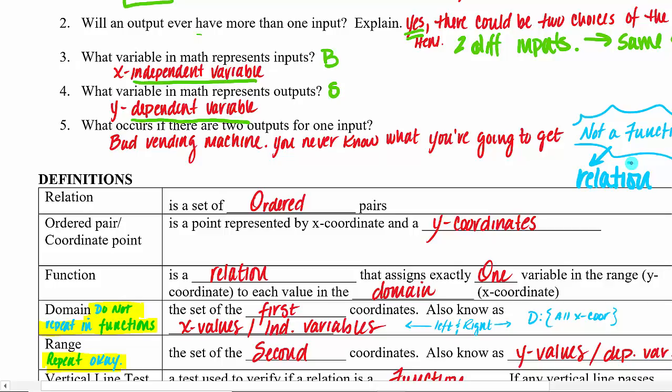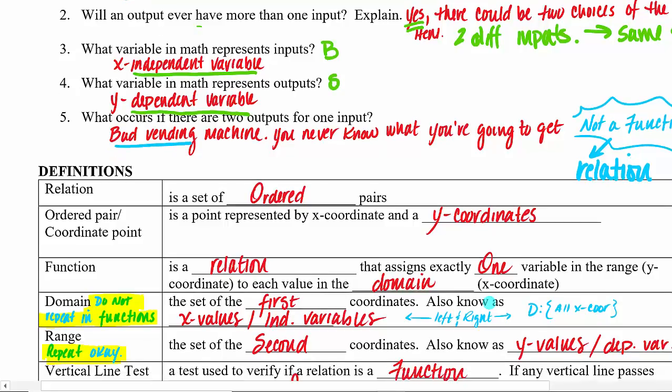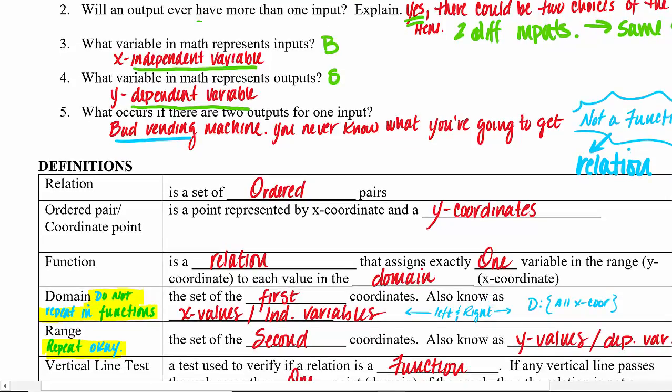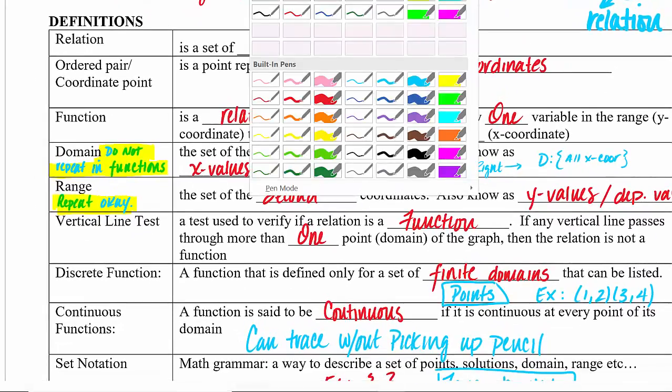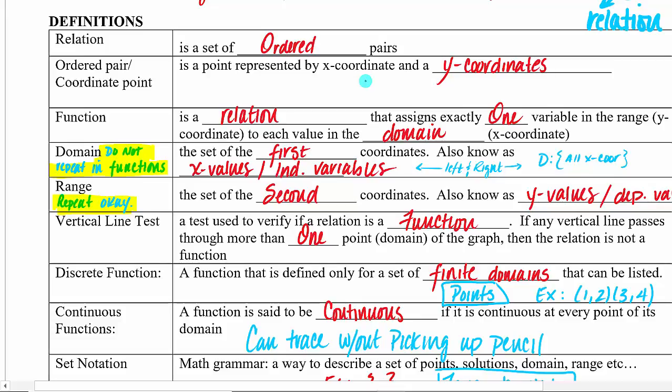Okay, so if I put something in and I don't get what I expect, I get that bad vending machine. That's going to mean that it's a relation, not a function. So there's check off the first part of our notes. So let's get some other information here so we can talk about domain and range and some general vocab, some stuff that you need to be aware of.